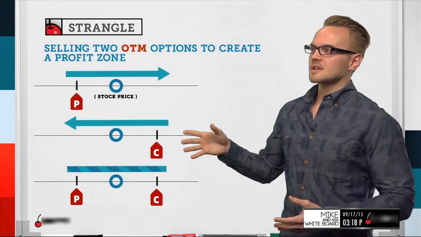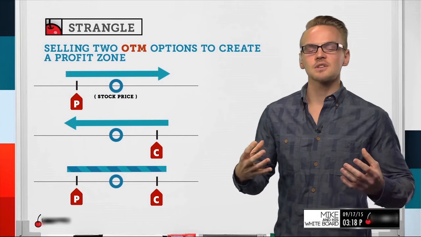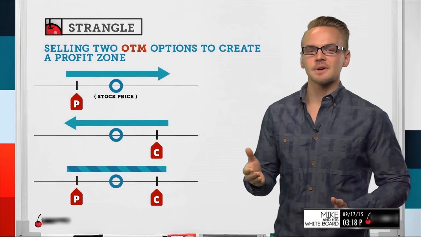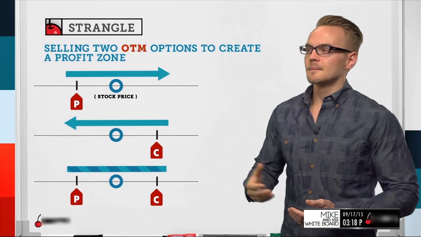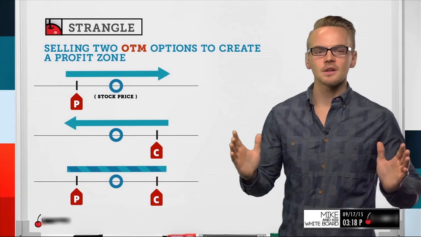So all this is about is being delta neutral. A strangle is a delta neutral trade if we place it equally on both sides, and we talked about this when we were talking about delta. So this basically has no directional assumption right now. We're right in the middle of that stock price.